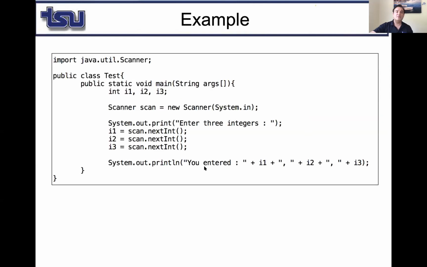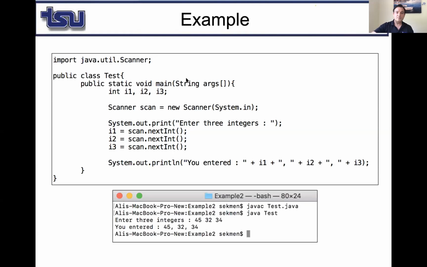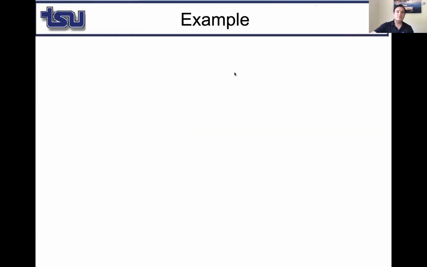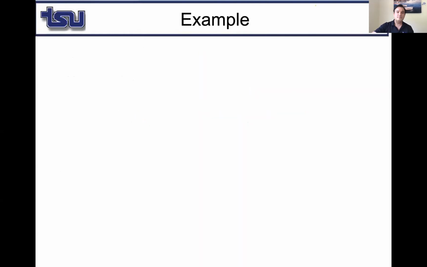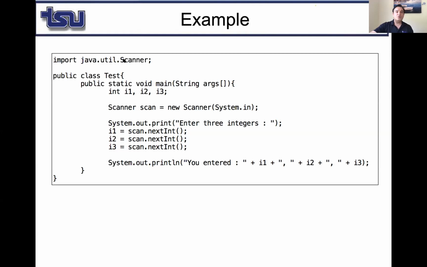Here's another example. Let's look at this. Okay, first, I go and import the Scanner class. Why do I import this? Because I'm going to use it. Why do I have to import it? Because Java doesn't know what the Scanner class is, because it's not in the default package, the java.lang package. And it is located under the java.util package.